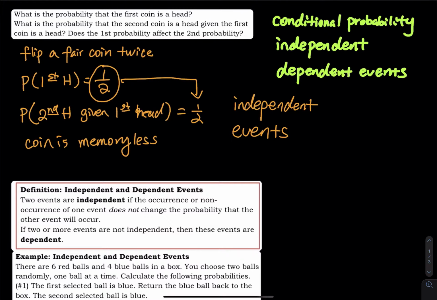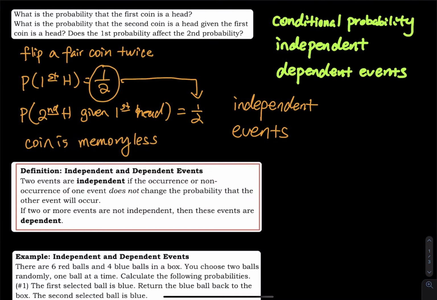So that brings me to the definition of independent and dependent events. It's very simple. Think about this. What is the definition of independent? Independent means you have two items, and one doesn't affect the other. Let's say you have two people, they don't affect each other, so they are independent, right? So two events are independent if the occurrence or non-occurrence of one event does not change the probability that the other event will occur. One doesn't affect the other, we call them independent.